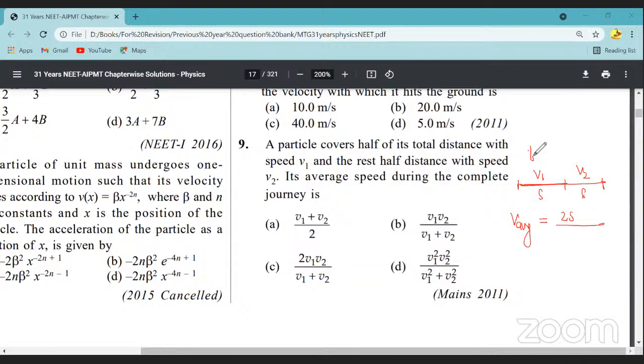Now find the time here, the time is t1 plus t2. t1 is how much? t1 is s by v1. t2 is how much? s by v2. So this will come out to be 2 v1 v2 by v1 plus v2. Where is the answer? Option C.